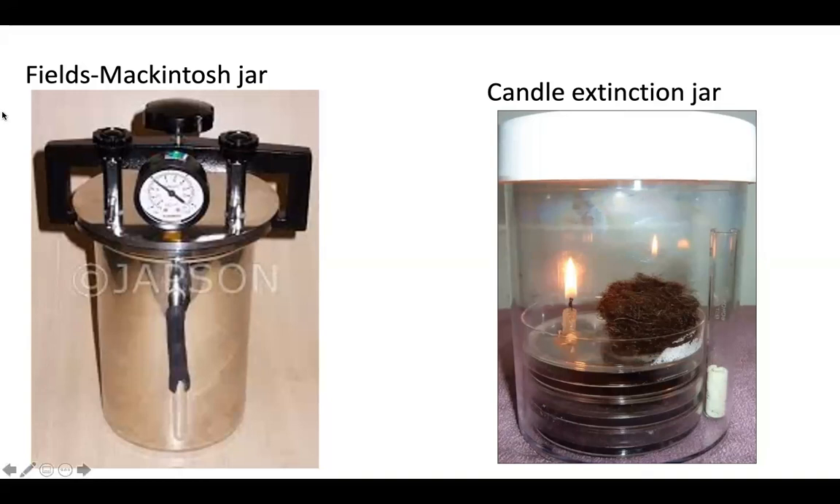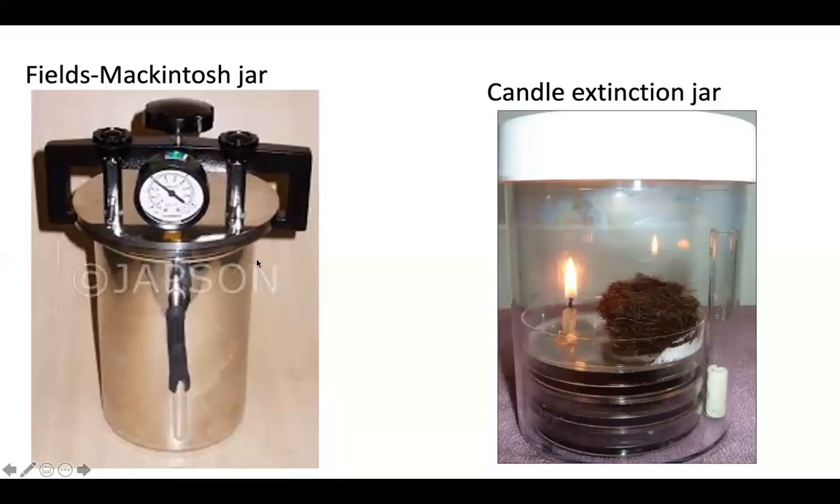But for the Fields Macintosh jar, also referred to as the anaerobic jar, you totally take out the oxygen from there to assure the growth of the strict anaerobes. Okay, so this will become clearer once you do the practicals in the lab. So any questions of bacterial anatomy or physiology?